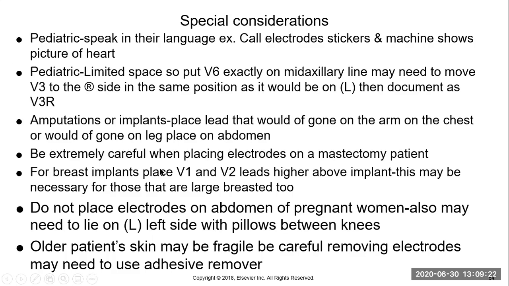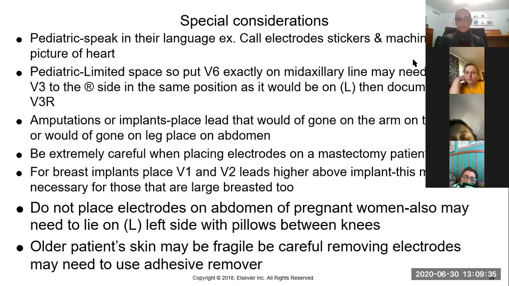Okay. For people who have breast implants, you're going to place V1 and V2 leads higher above the implants. This would also be necessary for those women who just have larger breasts. Do not place electrodes on the abdomen of pregnant women. Also, a pregnant lady may need to lie on her left side with pillows between her knees.